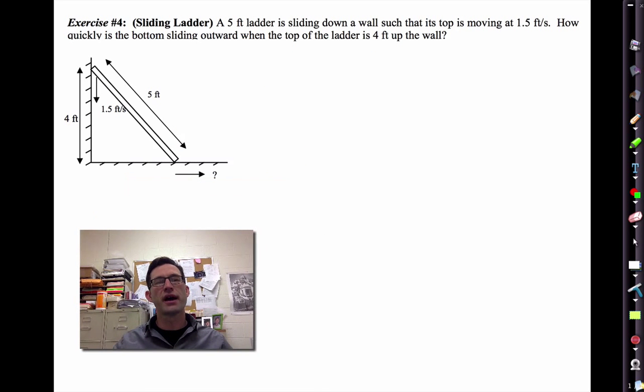Let's bring in the actual diagram for the picture. So, 5-foot long ladder. The top is sliding down at a rate of 1.5 feet per second. How quickly is the bottom sliding outward when the top of the ladder is 4 feet up the wall? Okay. So we have a rate we know, we have a rate we want, and we have geometry going on. I'd like you to pause this video, take upwards of 10 minutes and see if you can figure out the answer.